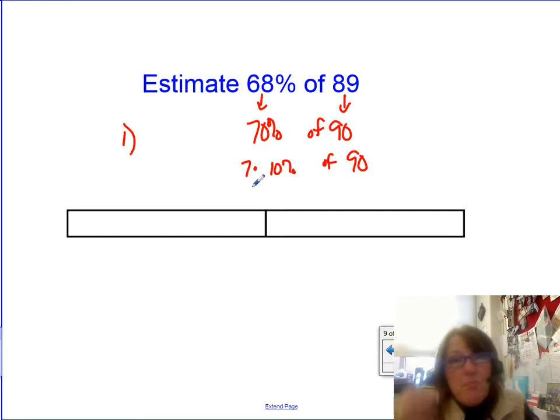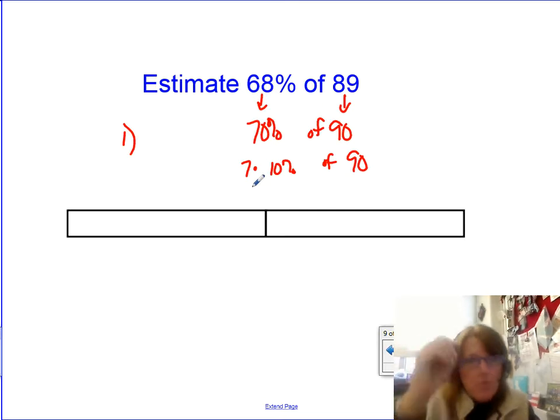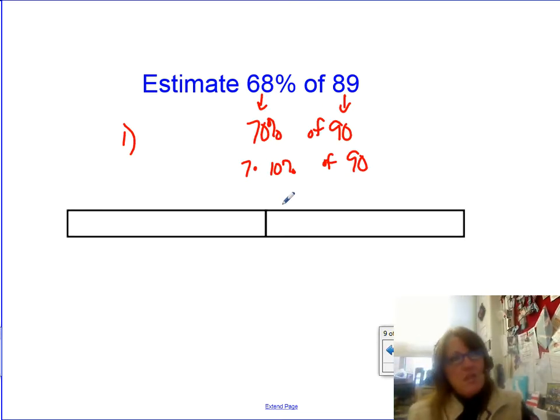And I can do 10% fast in my head because that's just moving the decimal point. 10% of 90 is 9, and 7 times 9 is 63. Sweet. Okay, so that's one way you could do it.